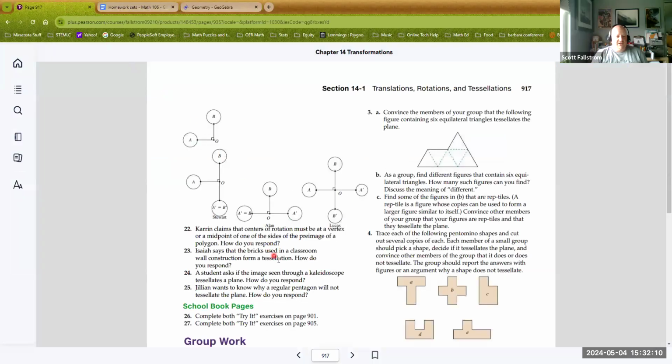There's 21 and 25. Jillian wants to know why a regular pentagon will not tessellate the plane. How do you respond? And again, this will probably come from some of the work we do in class, but you might be able to get there with just what's in the textbook, and that's perfectly fine.